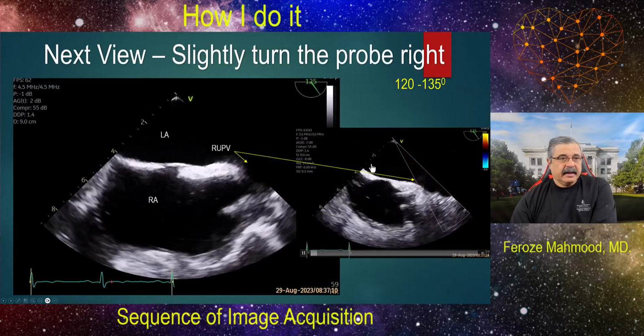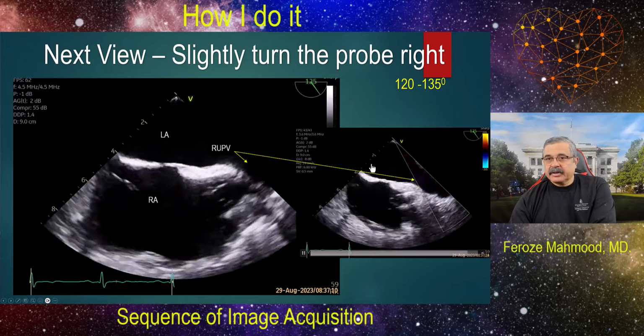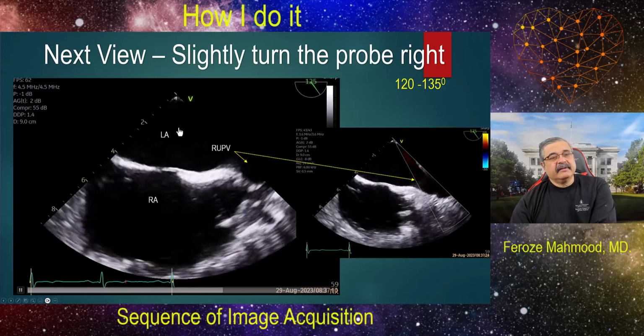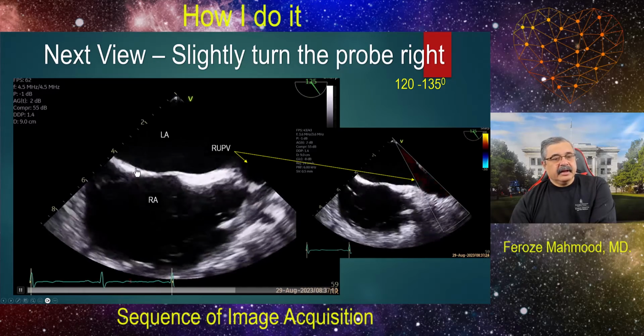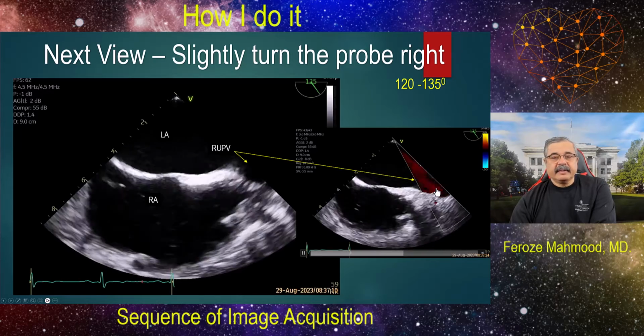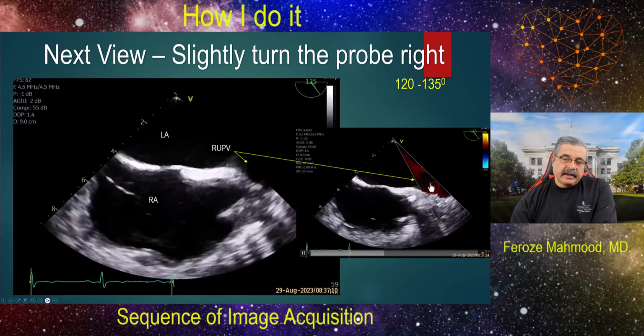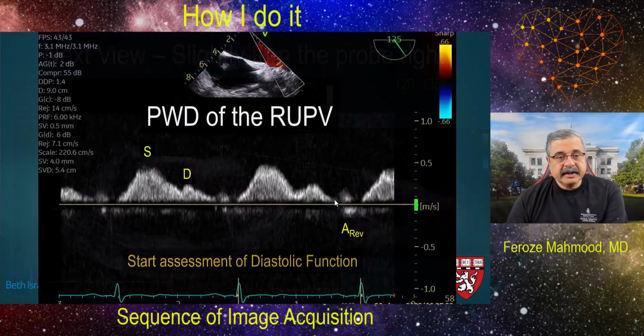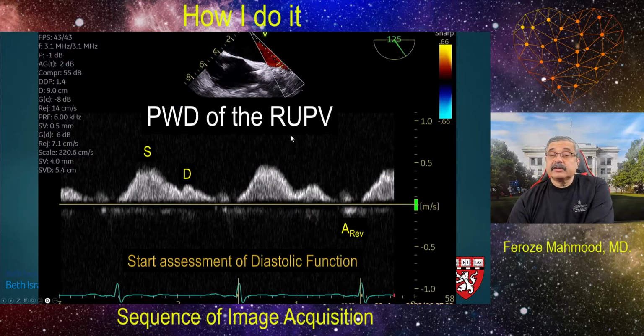Next view, I slightly turn the probe to the right to look at the modified bicaval view: left atrium, right atrium, intraatrial septum, the fossa ovalis, and the right upper pulmonary vein, to demonstrate both right upper and lower pulmonary veins entering into the right atrium to ensure that all the plumbing is in the right place. While I'm doing this, I'm also putting in pulse wave Doppler in the right upper pulmonary vein to get the S and D waves as well as the atrial reversal wave. So that's a start of my diastolic function.